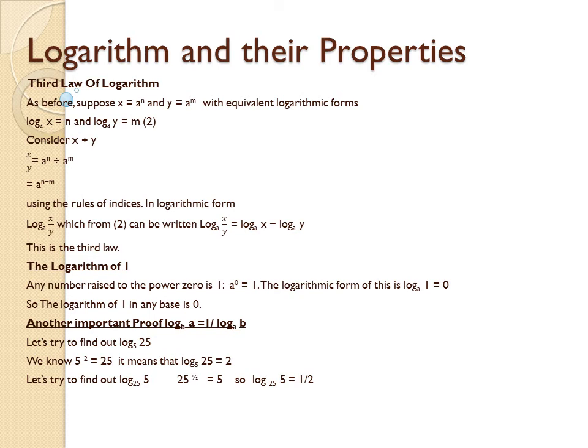So the first expression, log 25 to the base 5, equals 2, and the second expression, log 5 to the base 25, equals half. So they are the opposite of each other, the reciprocal of each other. Basically we can see that by interchanging the base and the number, log 5 to the base 25 equals 1 by log 25 to the base 5.